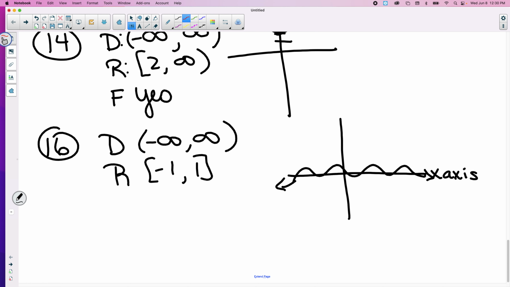Is that a function? Does it pass the vertical line test? Yes, it does.